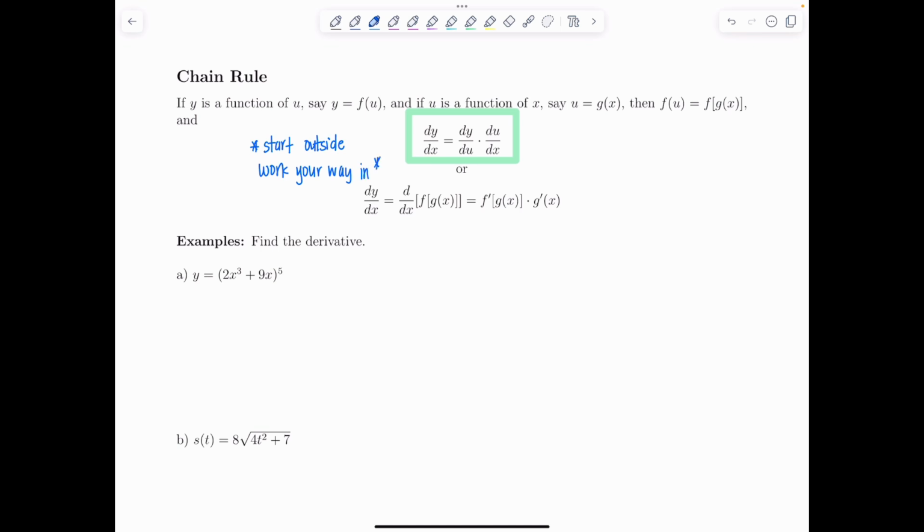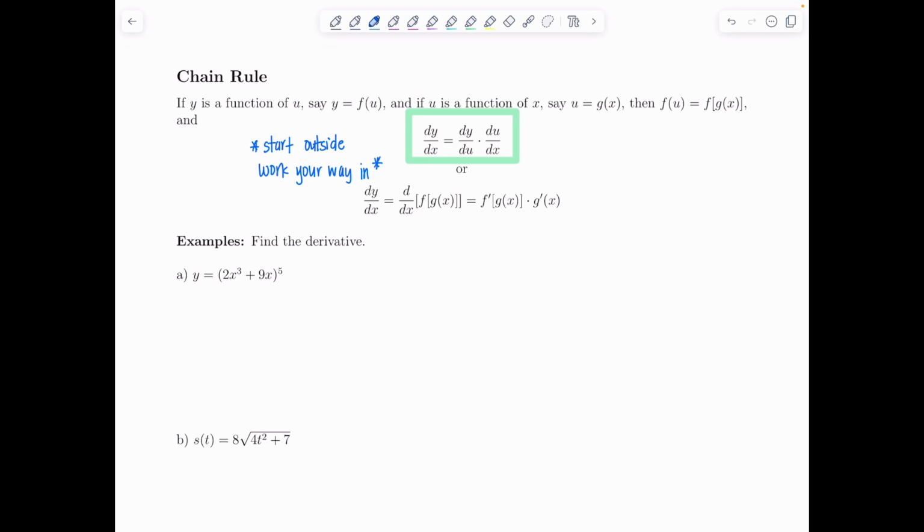And really, memorizing the formula isn't helpful. It's a process that you need to practice applying, and then it'll start coming more naturally to you. But memorizing this formula for the chain rule isn't going to be helpful when you're trying to actually work through these problems, okay? So let's just start practicing. That's the way to get good at it.